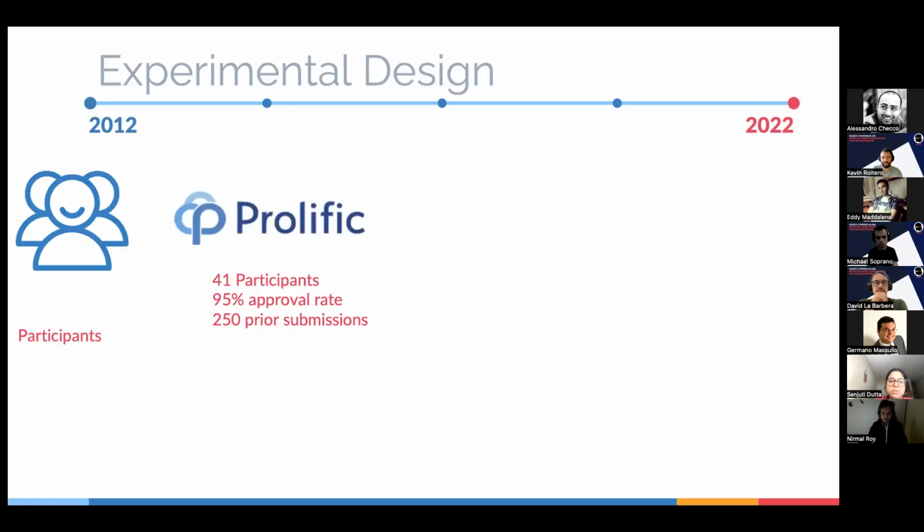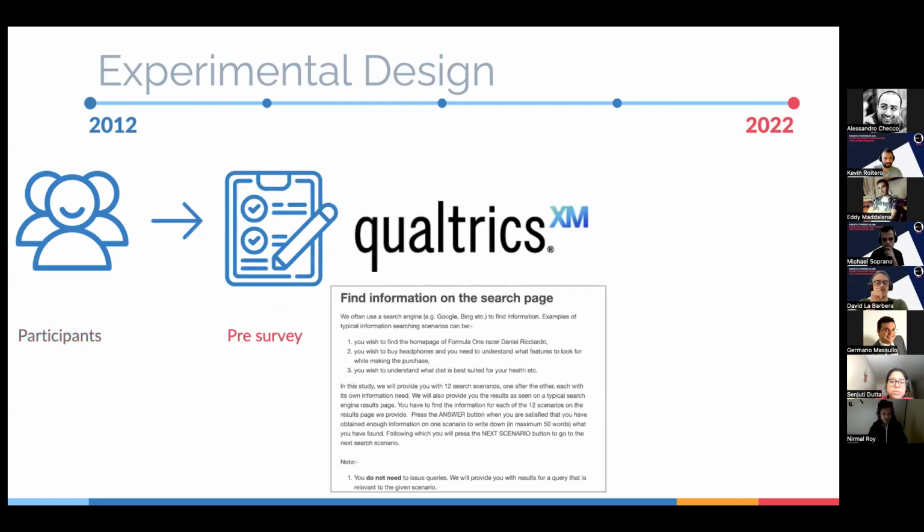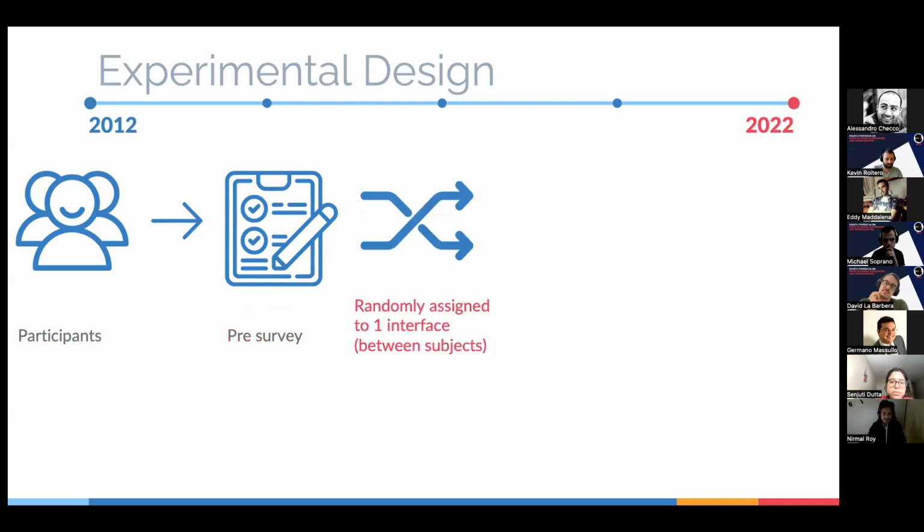For our study, we recruited 41 participants from Prolific. They started the study by filling out a pre-survey. Then each participant was randomly assigned to one of the 4 interface types that I showed you before. So they were given either the heterogeneous list or heterogeneous grid, or simple list or simple grid. So the interface type was a between-subjects variable.